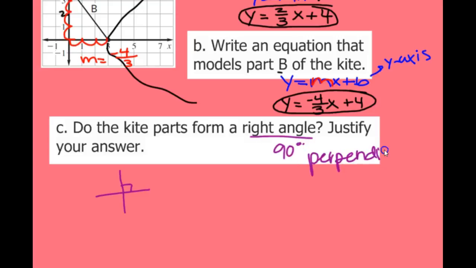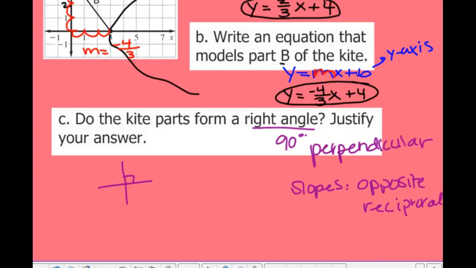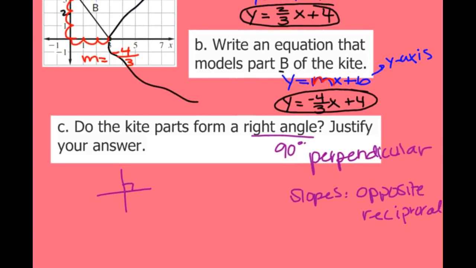perpendicular lines. So that means the slopes have to be opposites and reciprocals. They have to be opposite reciprocals. So let's look. This one, our slope was 2/3, and this one, our slope is -4/3. They are opposites in terms of negative and positive, but they're not reciprocals. One is 2/3, and the other is 4/3.